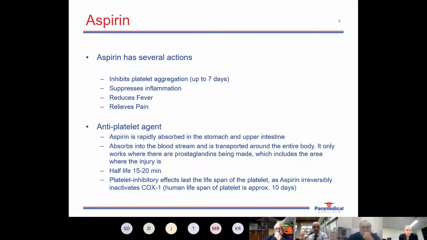It is an antiplatelet agent, as I mentioned when we talked about inhibiting platelet aggregation as an action. It's rapidly absorbed in the stomach and the upper intestines. It absorbs into the bloodstream and it's transported around the entire body. It only works where there are prostaglandins being made, and that includes the area where the injury actually is. The half-life of aspirin is 15 to 20 minutes.